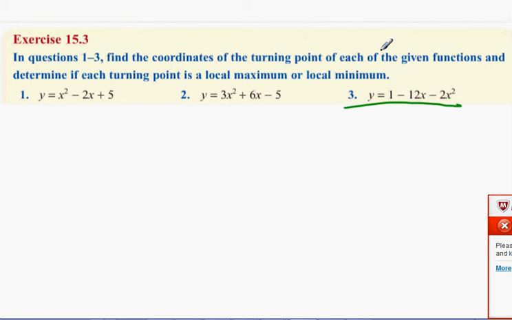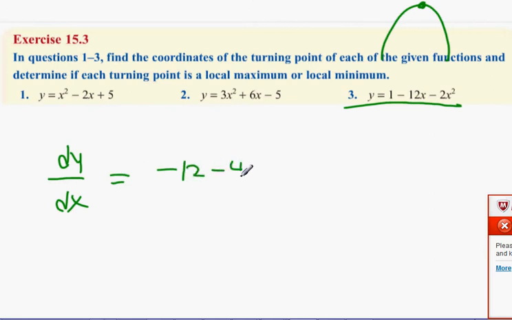Find the coordinates of the turning point of each of the given functions and determine if each function is a local maximum or a local minimum. Differentiate once. What type of shape is this graph? Which means we're dealing with a maximum. We know this to begin with. Minus 12 minus 4x. Yeah?